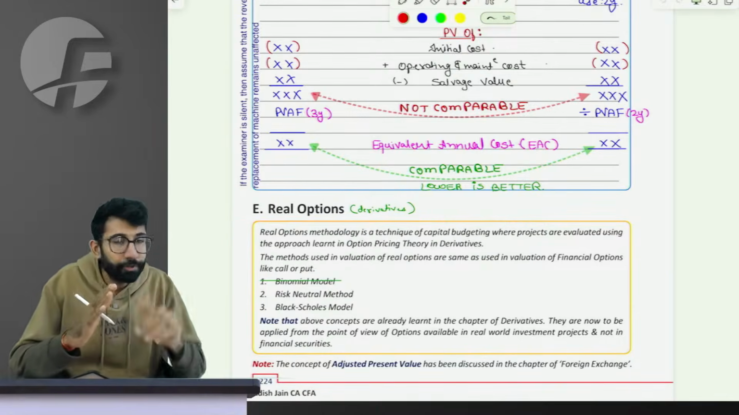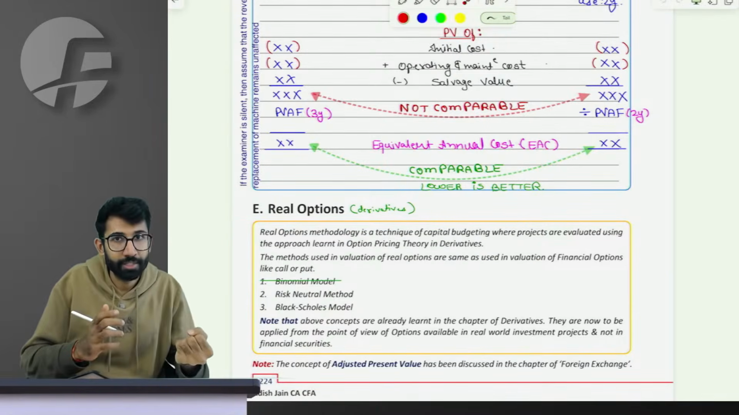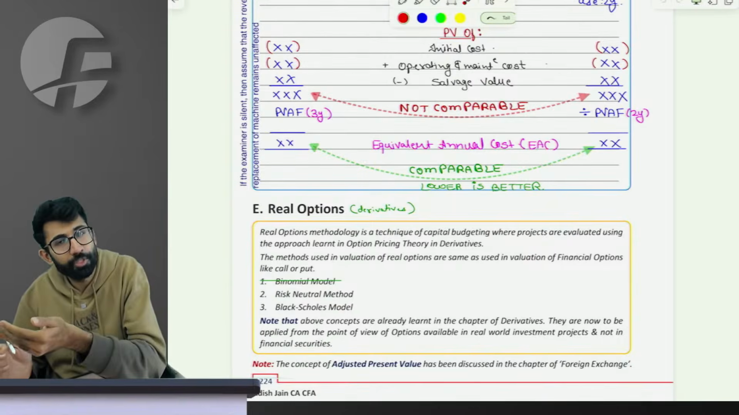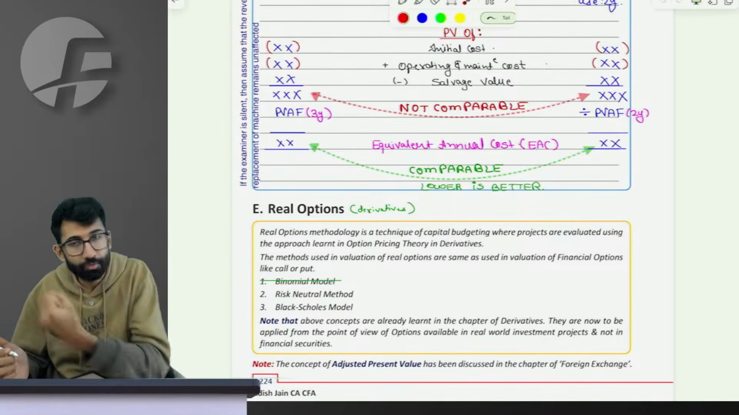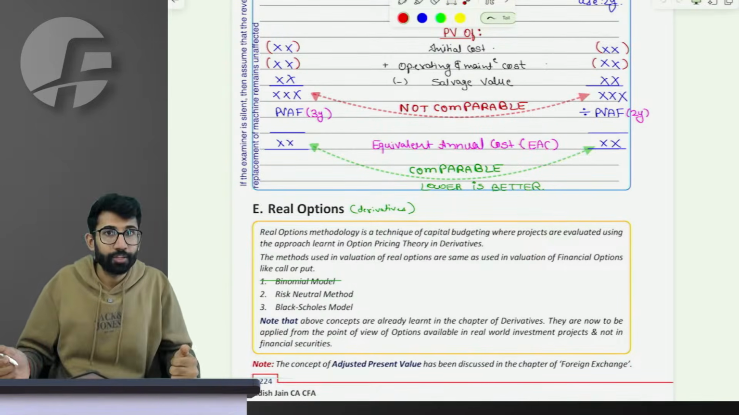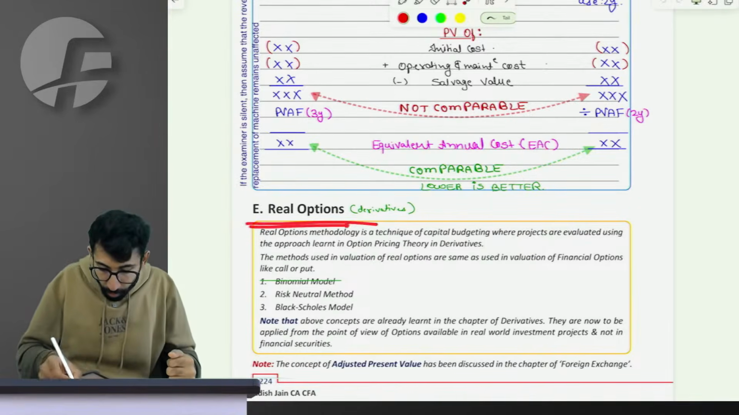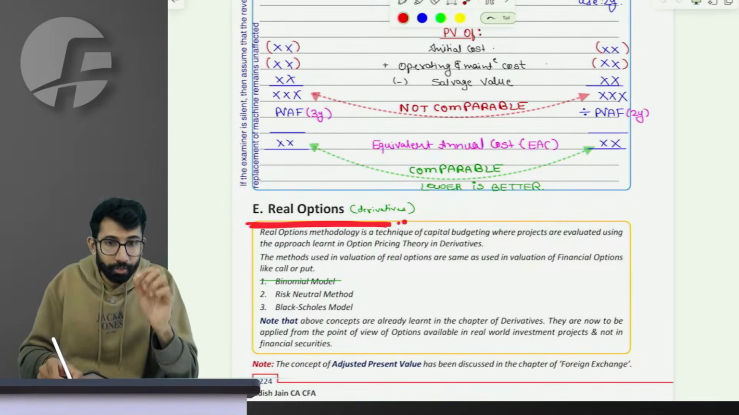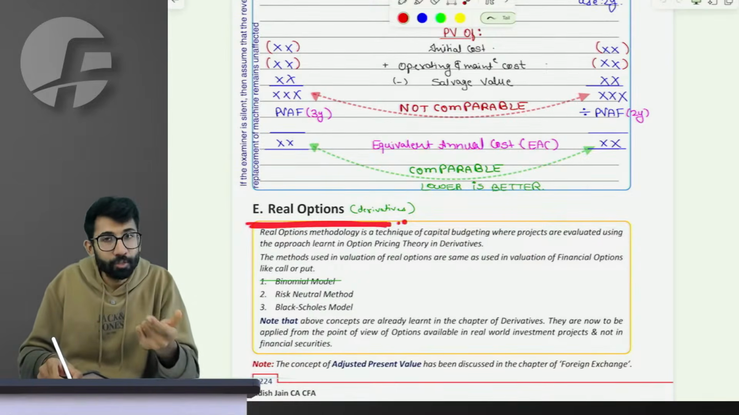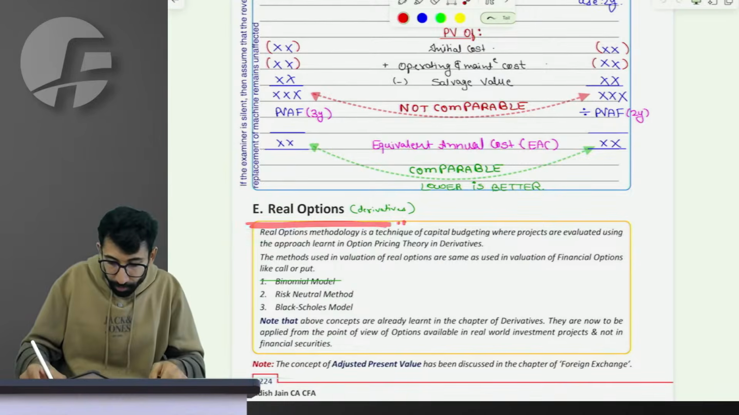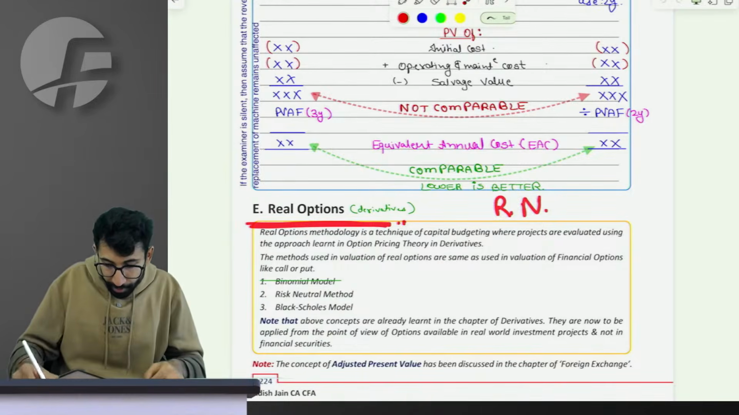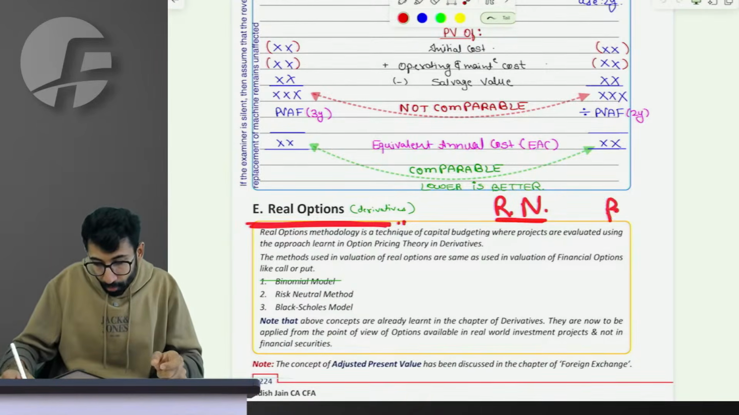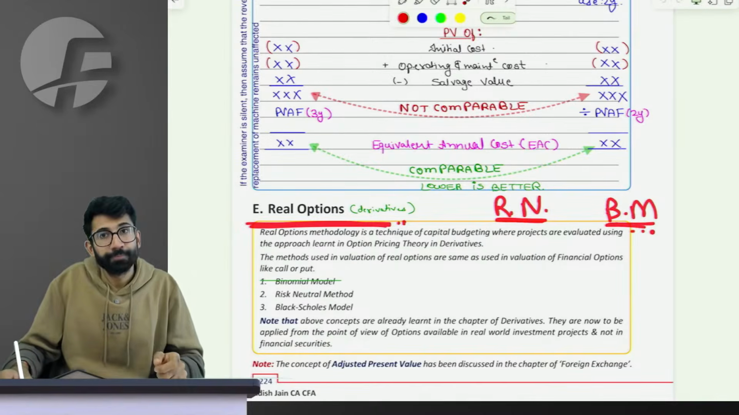Things are relatable. You invest in a share, you earn dividend as cash flow. You invest in a capital budgeting project, you earn whatever cash flows from that project. So how do you value the real option? Only after you are clear with the concepts of derivatives, which I have taken in the video on derivatives, can you discuss this, in which we have to understand just two models, the risk neutral model and the binomial model. So let's take this situation one by one.